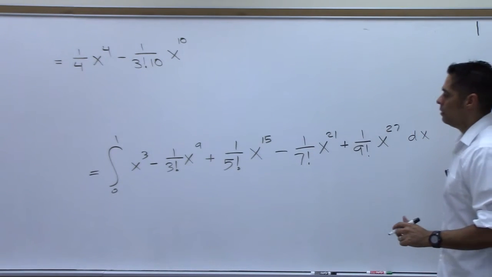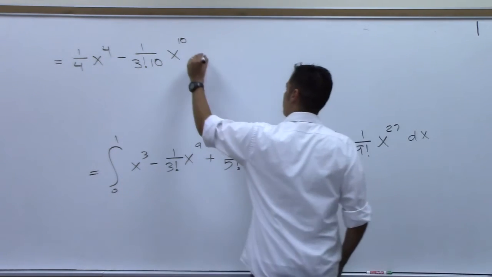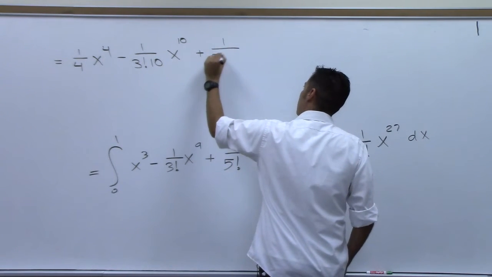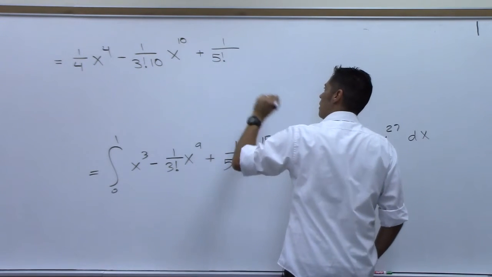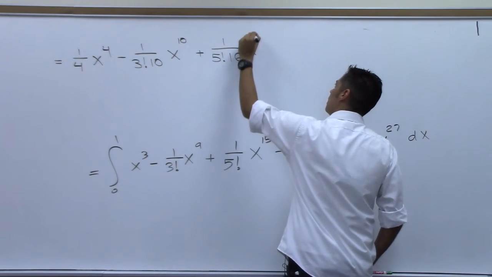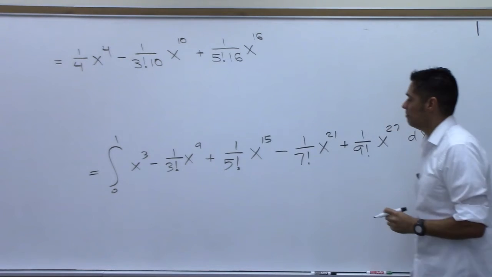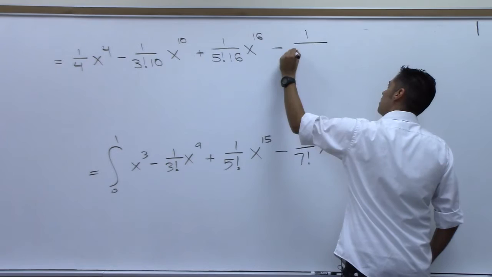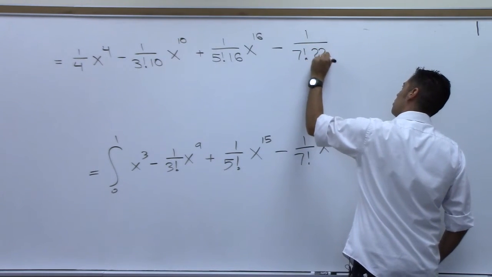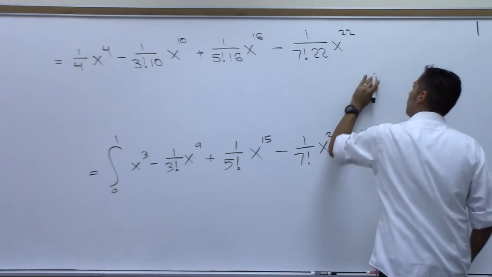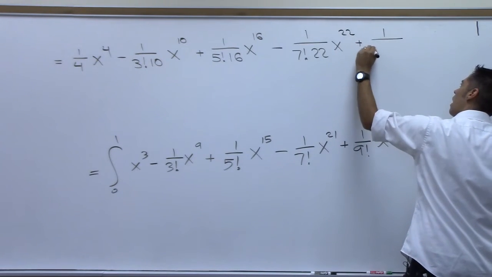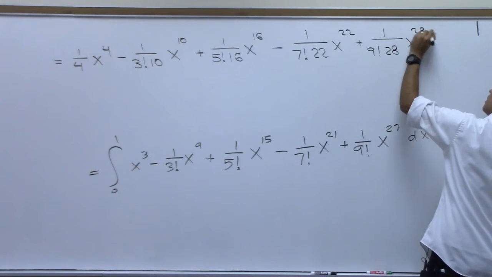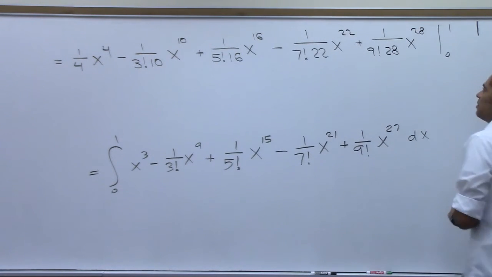All right, next one, plus, let's see, 1 over 5 factorial times 16, x to the 16th, minus 1 over 7 factorial times 22, x to the 22nd. One more. Plus 1 over 9 factorial times 28, x to the 28th. And I'm evaluating that 0 to 1. Aren't you happy I said 0 to 1?